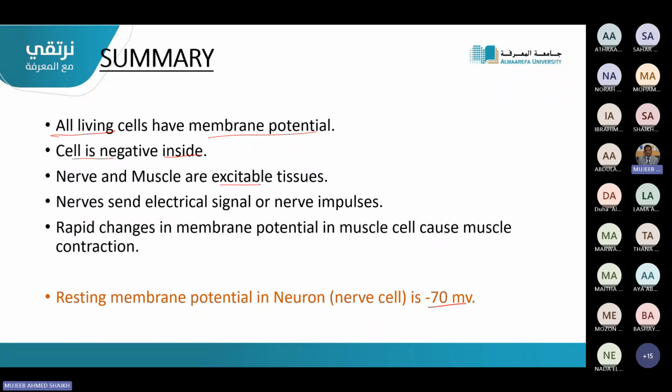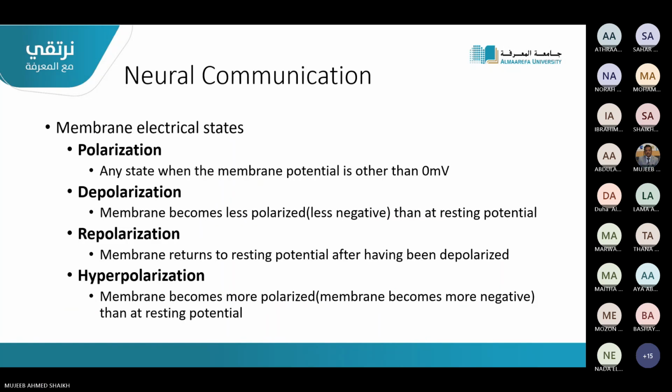Nerve and muscle cells are called excitable tissue. This is a summary. They can change their potential to form impulses. Nerves can change their potential to generate the impulse, or the muscles can change the potential to cause contraction. Their activity will be contraction.